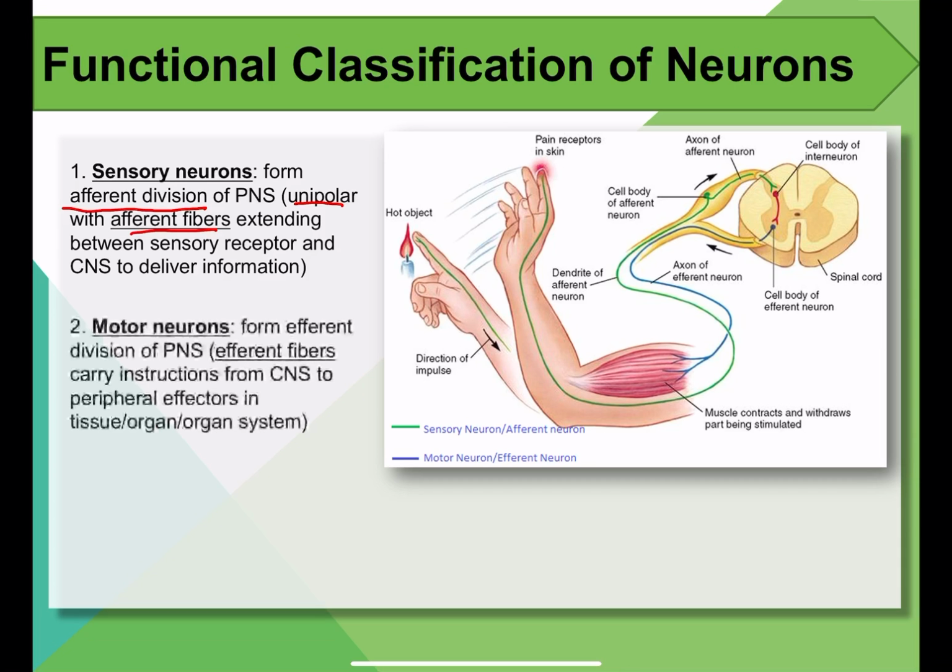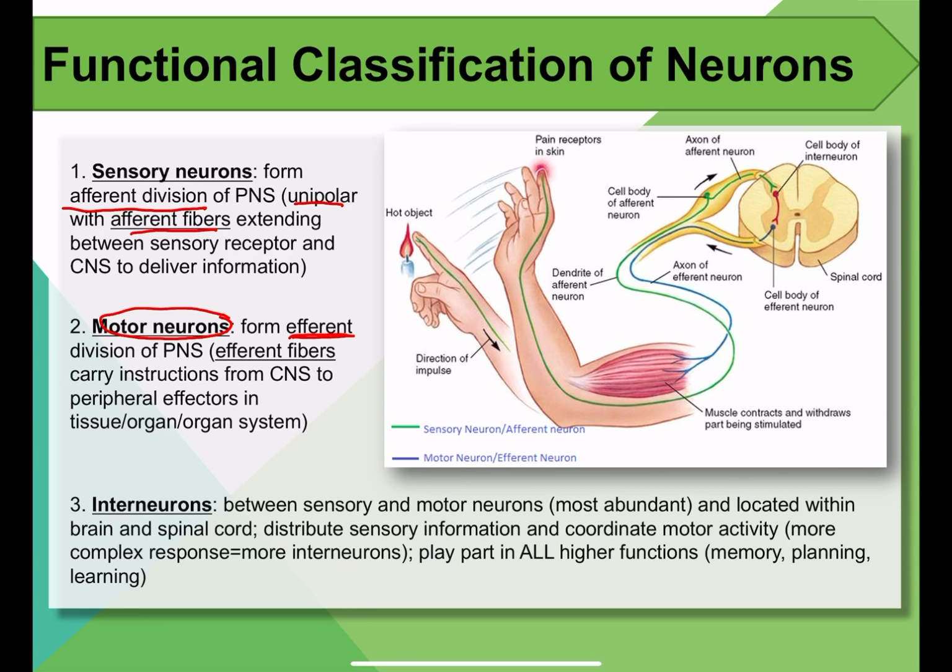The second functional classification is called motor neurons, which form the efferent division of the peripheral nervous system. Remember, efferent is for exit of signal, which means these are signals coming out of your central nervous system to carry commands or instructions from your brain or spinal cord toward your peripheral effector tissues, such as organs, organ systems, glands, etc. And then you have interneurons, okay?